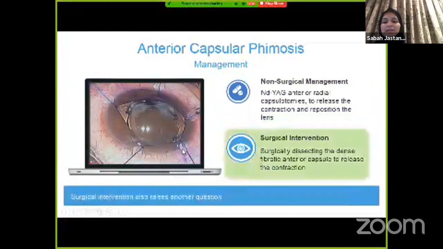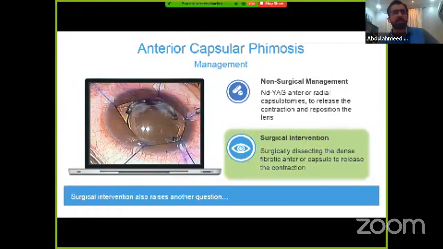Can I ask how long you waited after you did the YAG? I think around 2 weeks maximum, not more than that. Actually, the patient was very annoyed. He would visit us routinely. He needed some quick solution.